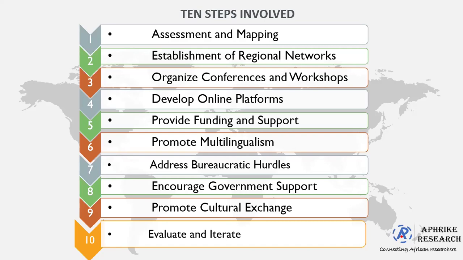So the last 3, to encourage government support. We do need money from government agencies, policymakers, and funding bodies to advocate for increased support for research and academic collaboration initiatives. And we also need to highlight the importance of investing in education, research infrastructure, and innovation for sustainable development. I mean, I believe Africa is so talented. We have so many talents in Africa, but we are not seeing that, right?